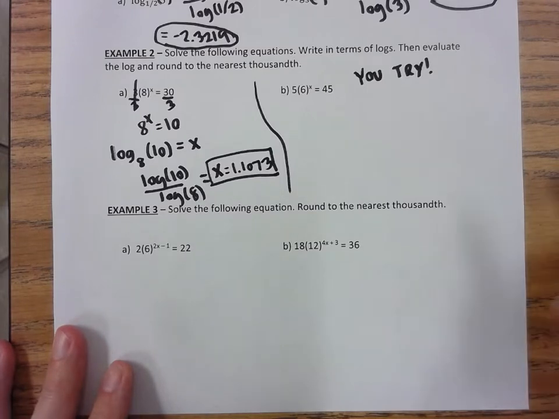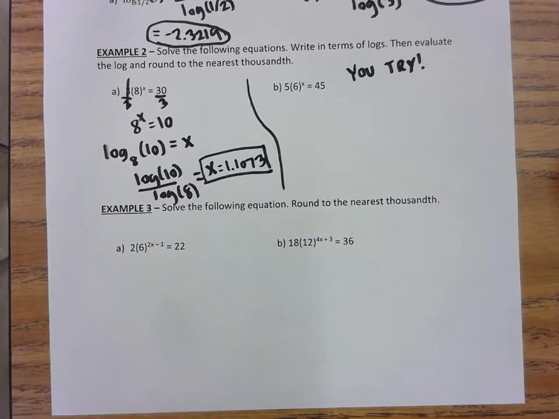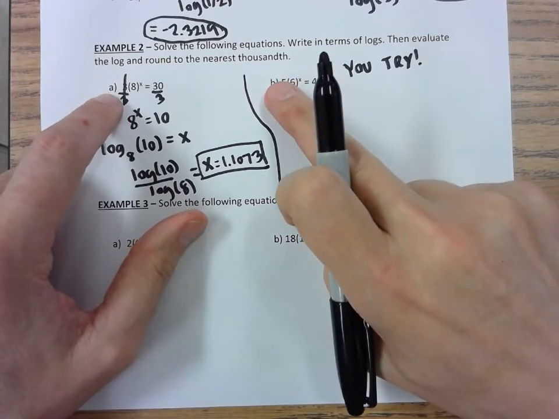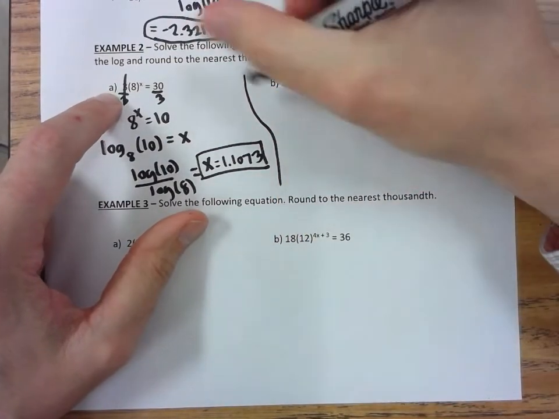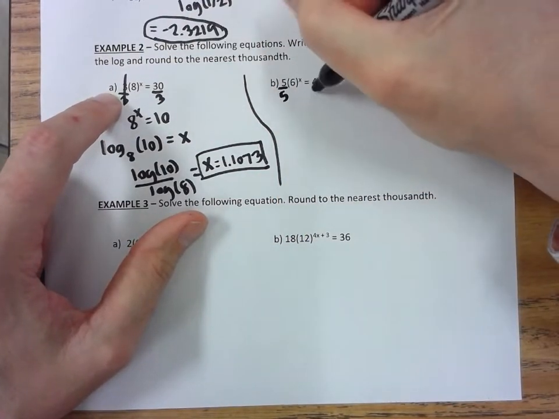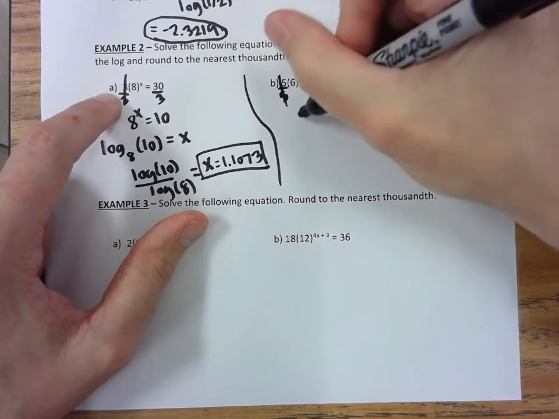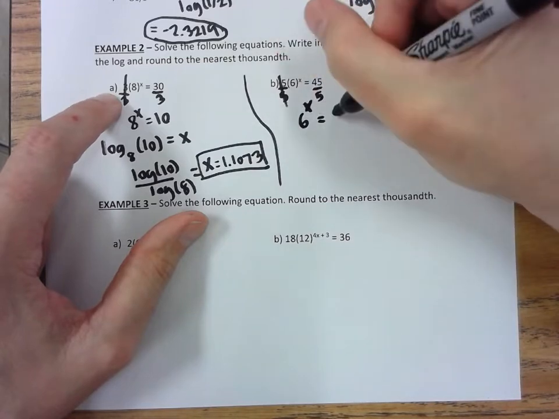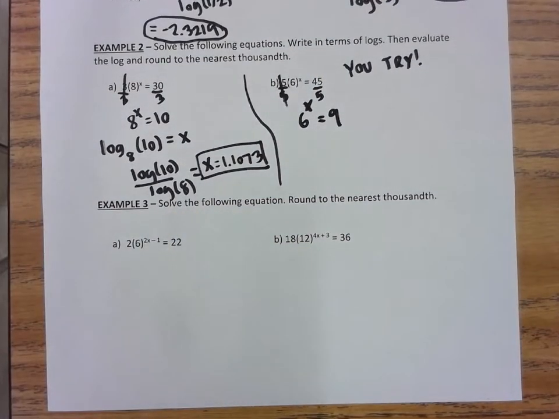Okay, so hopefully you got a chance to try it out. If we follow the steps from this equation, we have to divide by the coefficient out front, which means I got to divide both sides by 5. 6 to the x power is 45 divided by 5. That's 9. 6 to the x power equals 9.